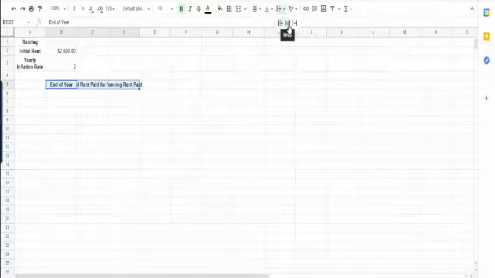The yearly inflation rate is 2. So this is the information that we have. What do we want to know? We want to know at the end of which year is your total rent paid for that year, and then we want a running total of all the rent. Formatting again, I want bold, centered, and wrap text.